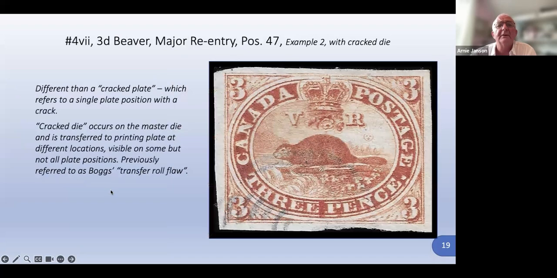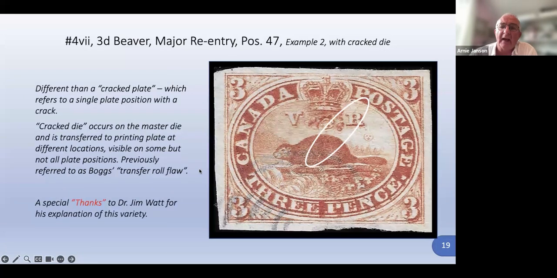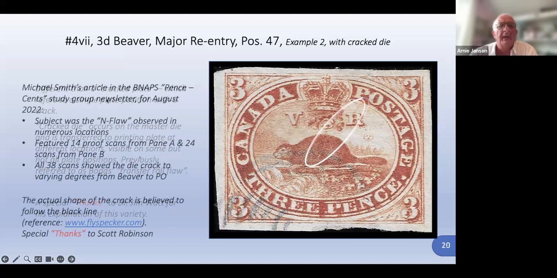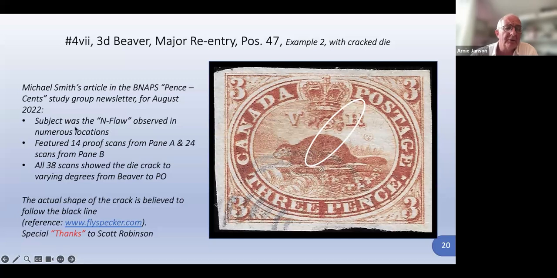But what's interesting here, on this same example, is we see a plate crack or a cracked die, where this crack running through the R and coming down, down, down through the beaver actually occurs on multiple stamps. So it couldn't have been on a single plate. When we talk about a plate crack, it's on a single stamp. And a die crack is on the transfer die that's transferred to the transfer roll. And when the transfer roll is pushed into the printing plate, it transfers this same crack image to the printing plate.